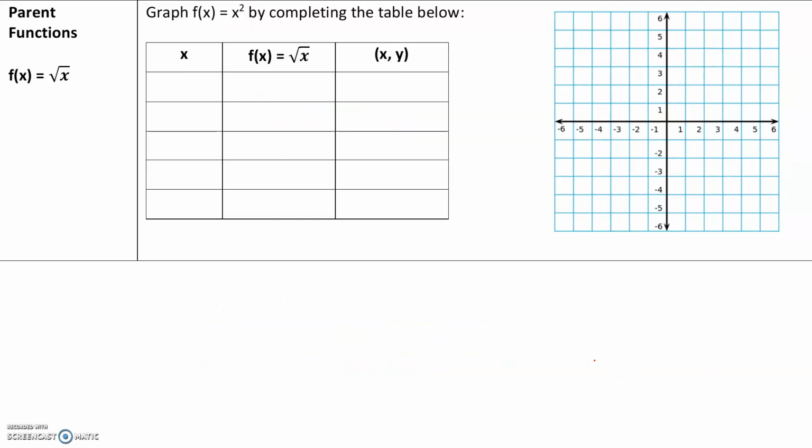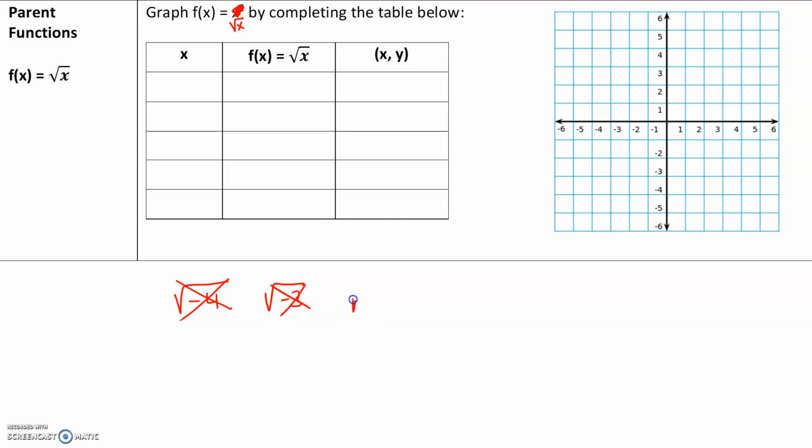Next one is the square root of x, and once again, this should say square root of x. So here, I'm not going to pick -2, -1, 0, 1, and 2 because I want to pick numbers that are going to give me perfect squares. And also, remember that if I take the square root of a negative number, that's not a real number. So I can't take that.